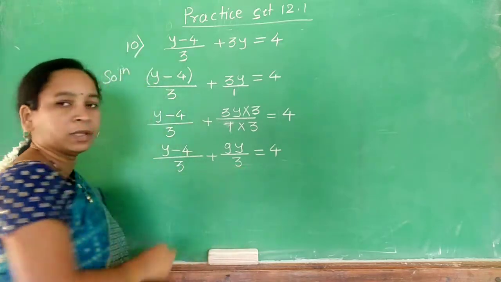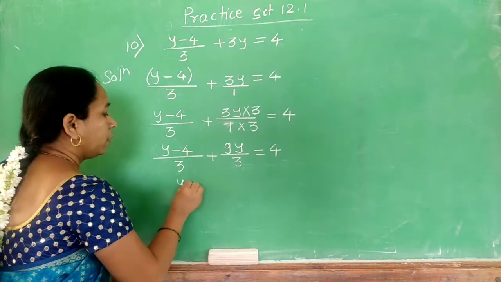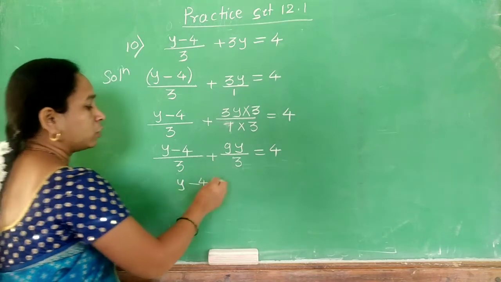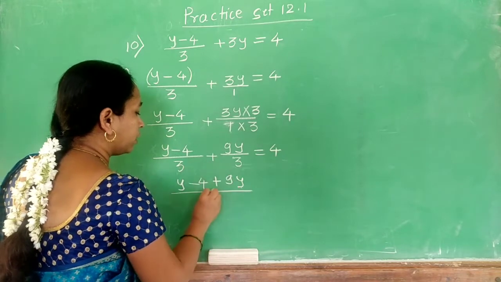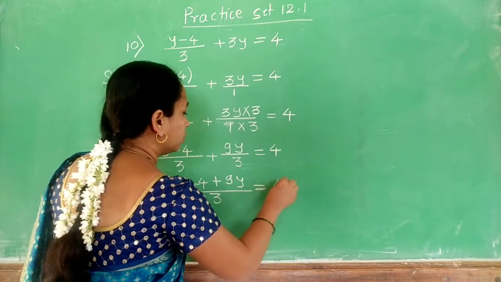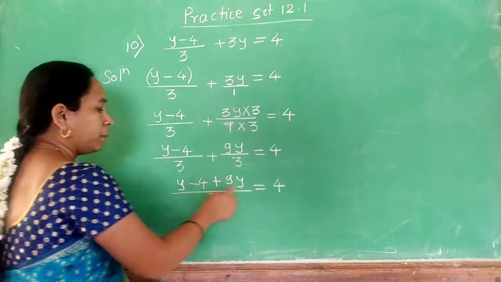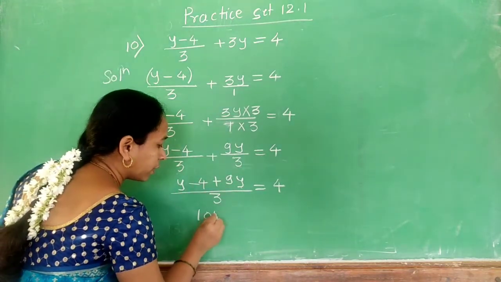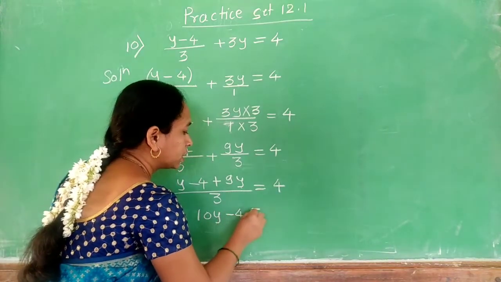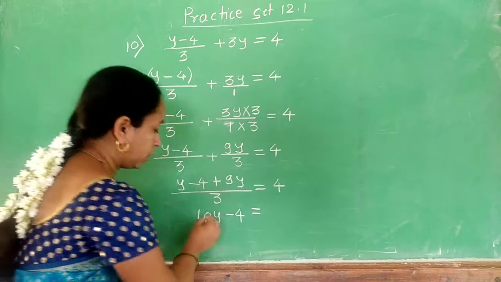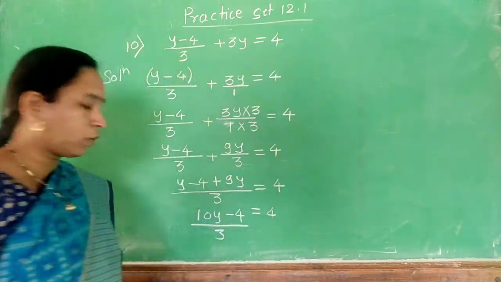Now we got the common denominator, that is 3. y minus 4. Now we will add the numerator, plus 9y upon 3, the common denominator, is equal to 4. y plus 9y, it is 10y, and minus 4, the denominator is left, that I'll write here, is equal to 4. Now what we have to do?